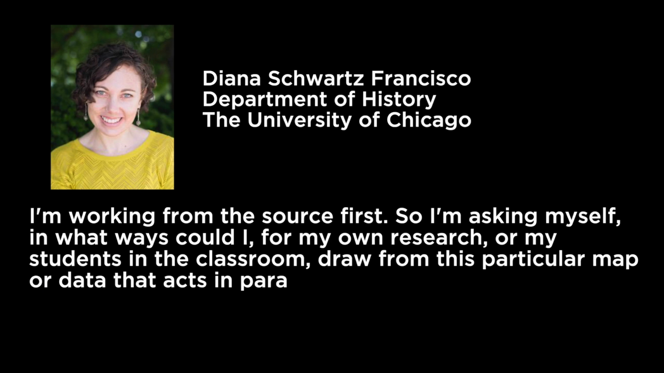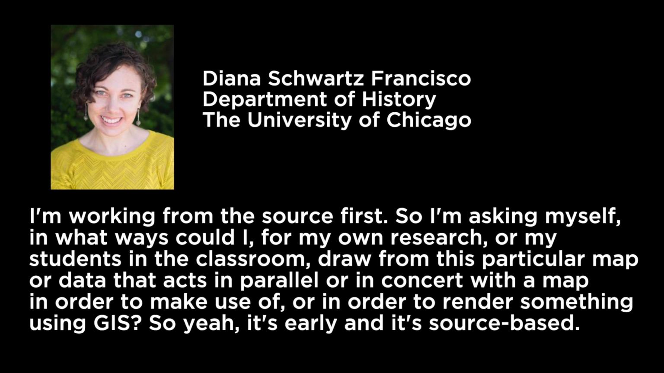I'm working from the source first, so I'm asking myself, in what ways could I, for my own research, or my students in the classroom, draw from this particular map or data that acts in parallel or in concert with a map, in order to make use of, or in order to render something using GIS. Okay. So yeah, it's early and it's source-based.